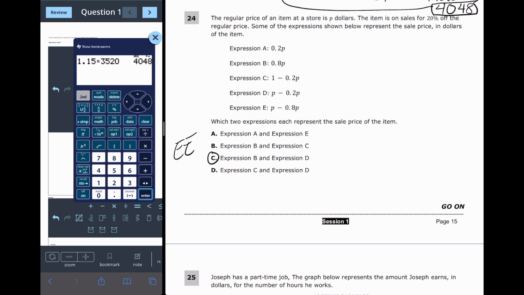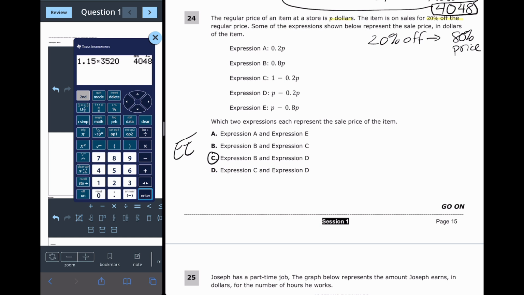A regular priced item at a store is P dollars. So whatever the price is, P dollars. The item is on sale for 20% off. So that is the same as saying 20% off of 100, or 80% of the price. All right, so we want to make sure those two distinctions are there. And if you're a salesperson, a lot of times you'll put 20% off because 20% looks like that. Think about what that number looks like, as opposed to say 80% of the price. So there's some psychology going there.